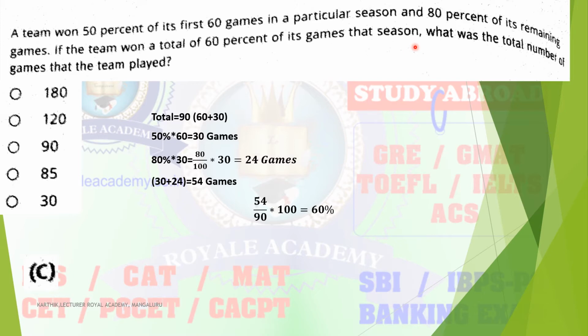What was the total number of games that the team played? So total number of games that the team played is how much? 90. If you choose 90, so first half is 60, second half is 30, and 50% of the first half is nothing but 50% of the 60 games is 30 games. 80% of the remaining 30 games is 24. So 30 plus 24 is how much? 54. So convert 54 out of how much? 90. So you will get 60 percentage. This 60 percentage matches this one. So you can conclude that this third option is correct.